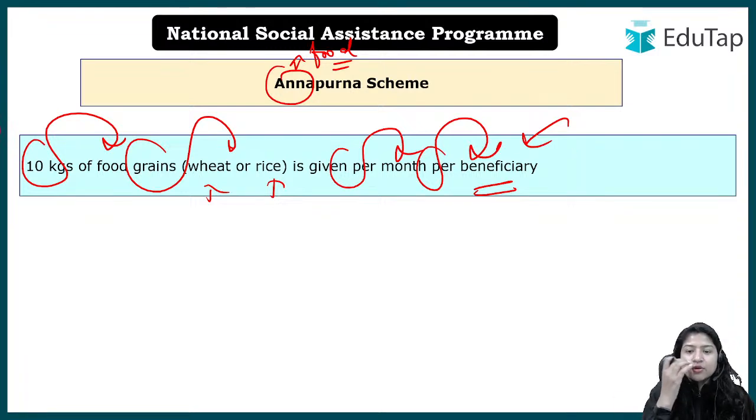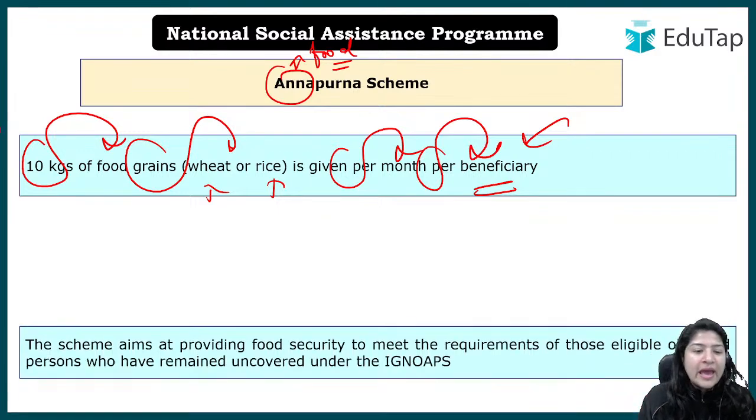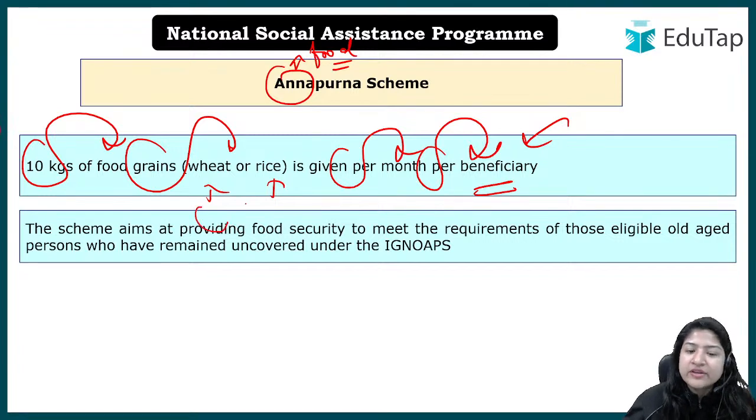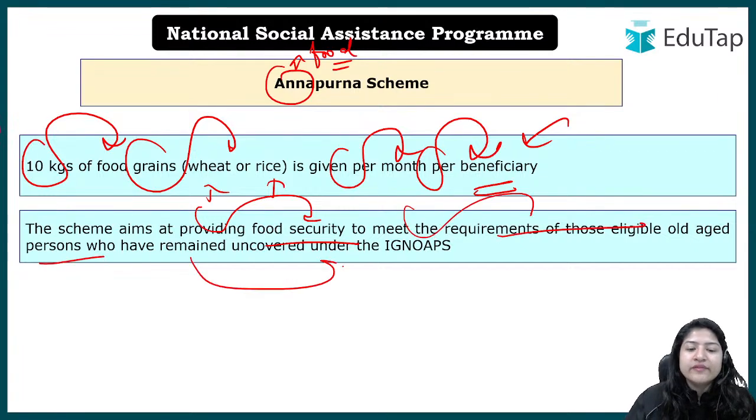ठीक है, तो per beneficiary per month कितना मिलेगा? 10 kg of food grains will be provided to them. ठीक है, and the scheme aims at providing food security. So we can understand Anna means food, it's for food security and to meet the requirement of those eligible old persons who have remained uncovered under your old age pension scheme. ठीक है, so that they can have at least assistance with food. ठीक है, तो वो भी इसमें cover हो जाएंगे.